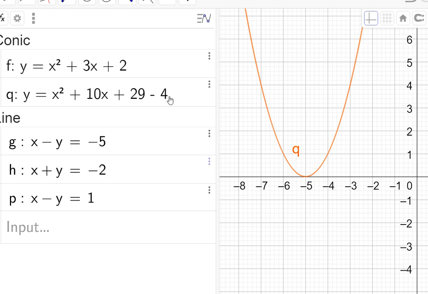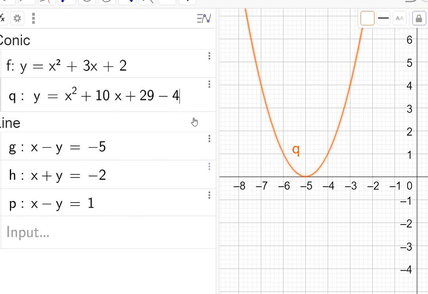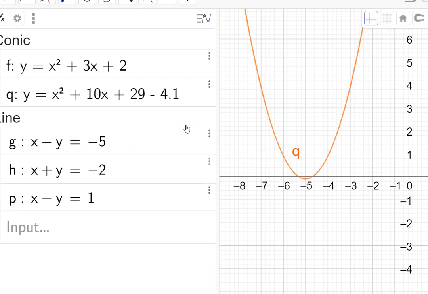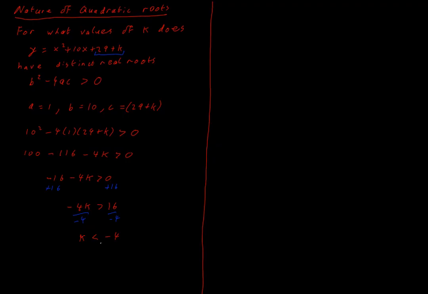But if k is less than minus 4, if I said that it was minus 4.1, I can see that I've now dropped down to the point where I would have 2 distinct real roots. I'd be hitting the x-axis here and here. So I would get 2 distinct real roots. So this is what we're talking about. We're going to go back to a darker screen now. This is why we're saying that when k is less than minus 4, we start to get real roots. This is what the discriminant is doing for us.